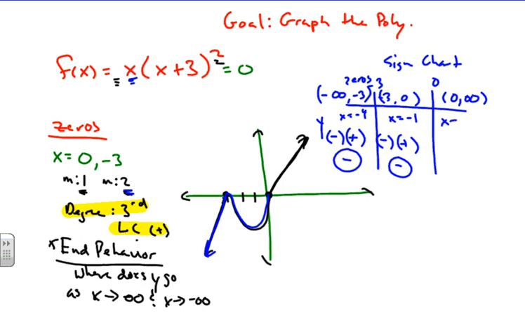Our last one, we can plug in 1 or any other value on this interval. Plug this into our function. We get a positive value for the first factor, and the second is going to be 16, which is another positive. Positive times a positive is positive, so it's going up. And that would be our sketch. To find additional points, use your graphing calculator, or just plug values into the function to generate those. Okay, so we're going to do one more. Find the zeros and graph.